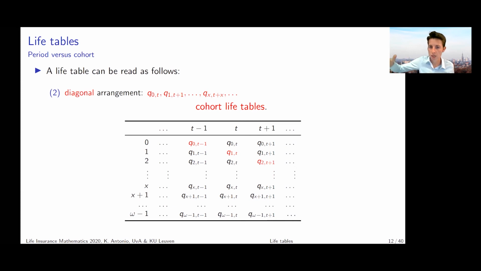And as soon as I hit, let's say, the boundary of my table, as soon as I reach the most recent year of data available, then I will have to make projections to the future in order to be able to apply this type of diagonal calculations. So whenever you read something in the newspaper about a life expectancy in the Netherlands, for example, you have to ask yourself, is this a period type of calculation or is this a cohort type of calculation?